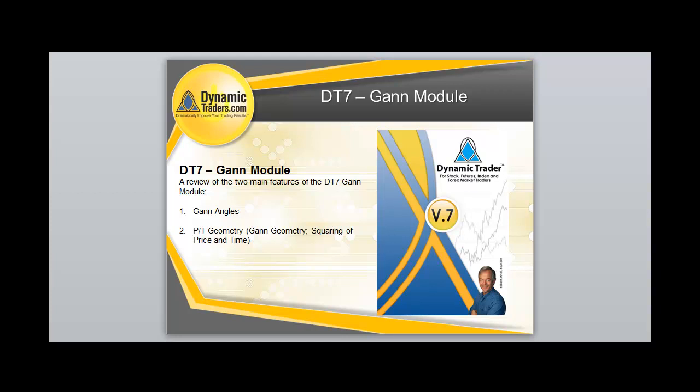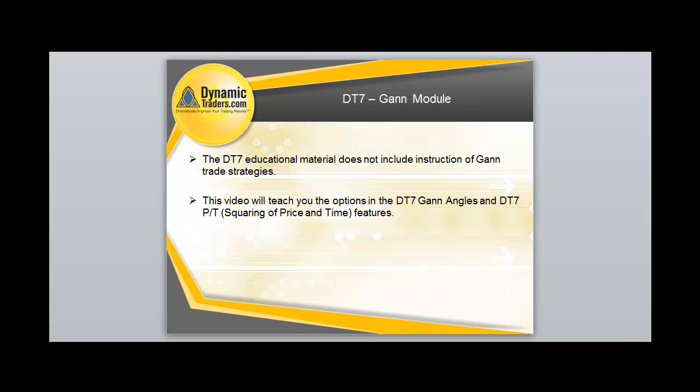In this video, you're going to learn about the two main features in the DT7 Gann module. Those two features are Gann angles and PT geometry, or Gann geometry and the squaring of price and time. The DT7 educational material does not include instruction of Gann trade strategies. This video will teach you the options in the DT7 Gann angles and the DT7 PT, or the squaring of price and time, features.